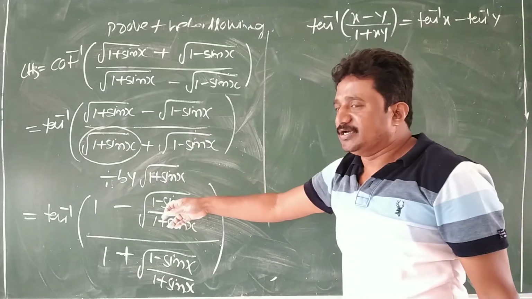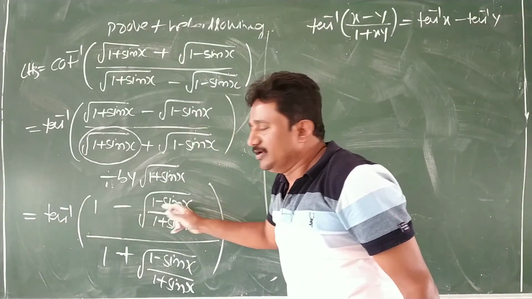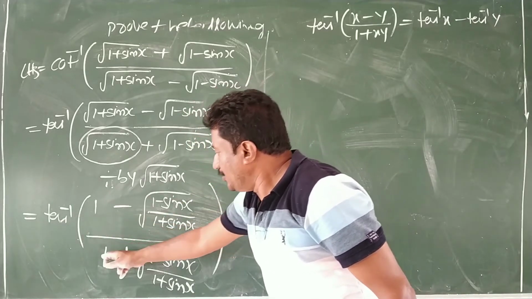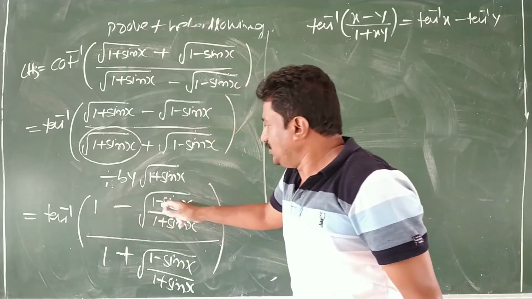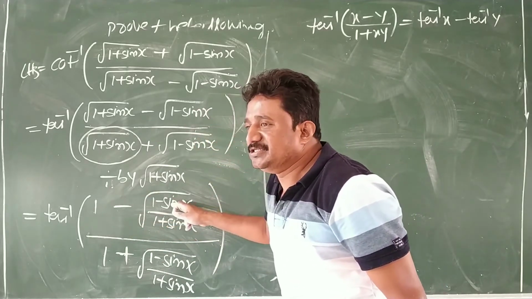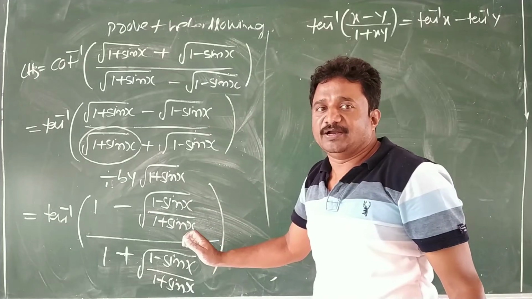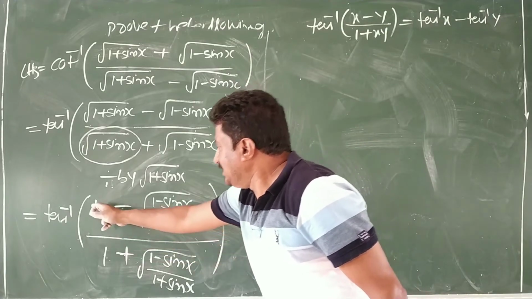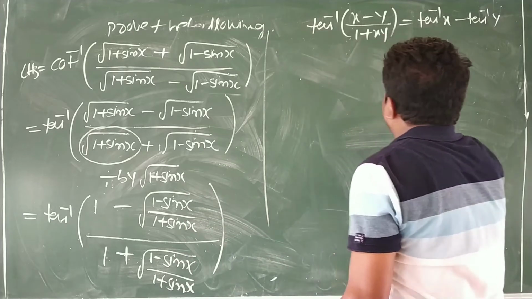It's matching. Look at this, students. tan inverse of (x minus y) divided by (1 plus x into y). Here x into y, 1 into this means the same thing. Should I go deeper? No. tan inverse of (x minus y) by (1 plus x into y), 1 into this means the same thing. Right? So I use that.